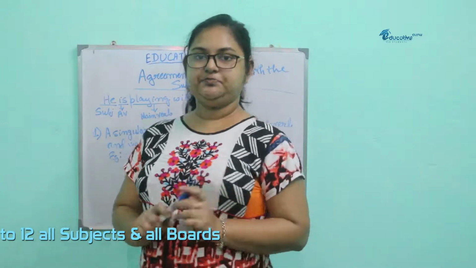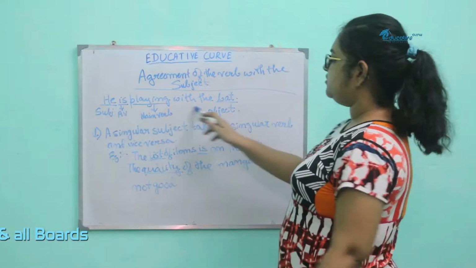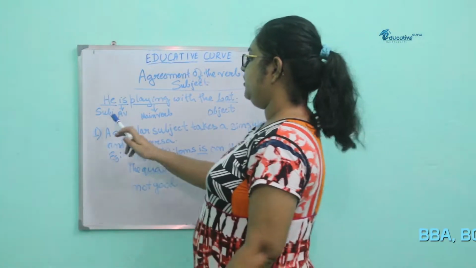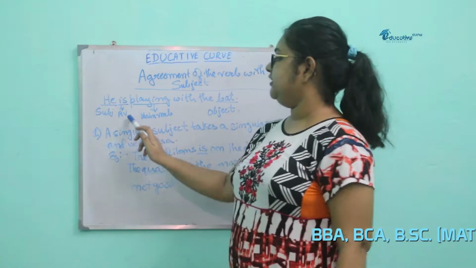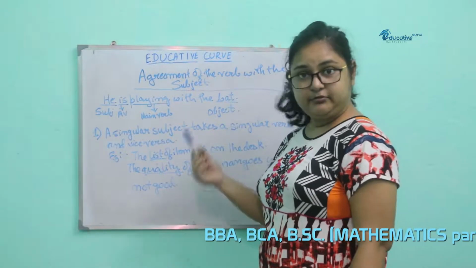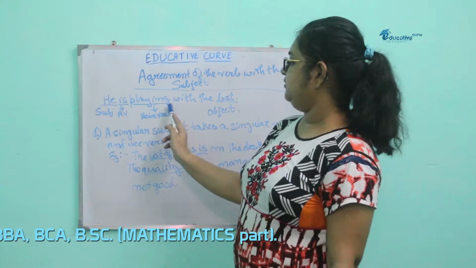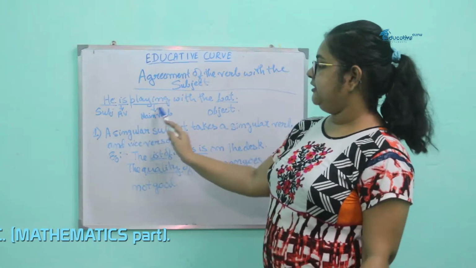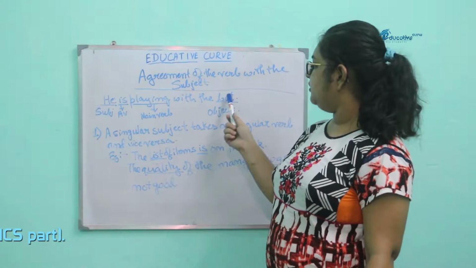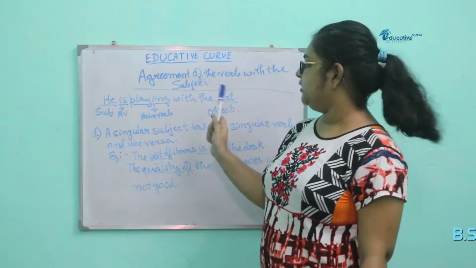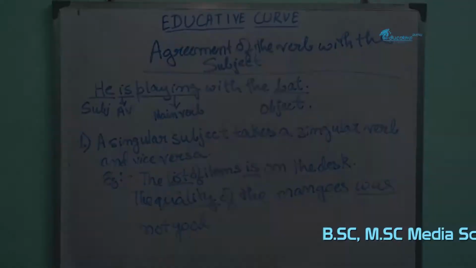Okay? So see, this is a sentence, right? He is playing with the bat. Here, he is the subject, is the auxiliary verb or the helping verb as we learned earlier in the other videos, right? And playing is the main verb and bat is the object. This is obviously the preposition and this is the article.